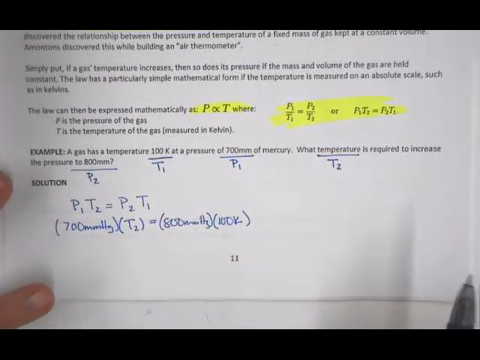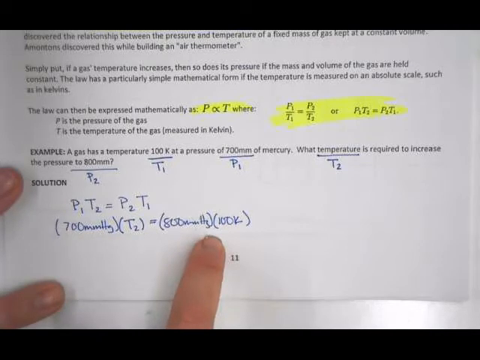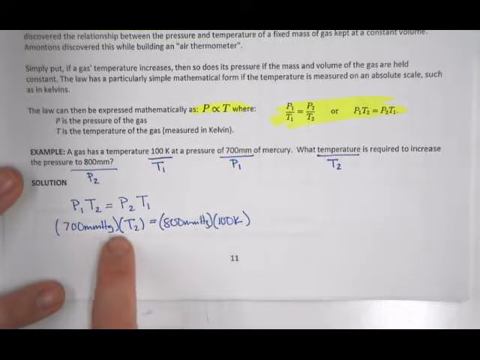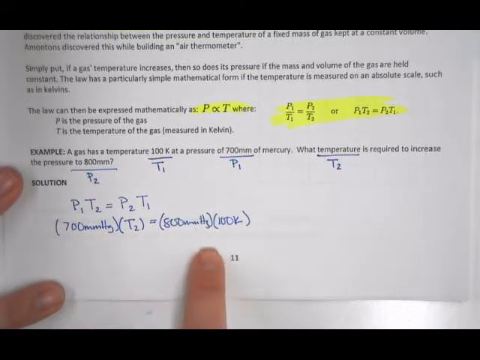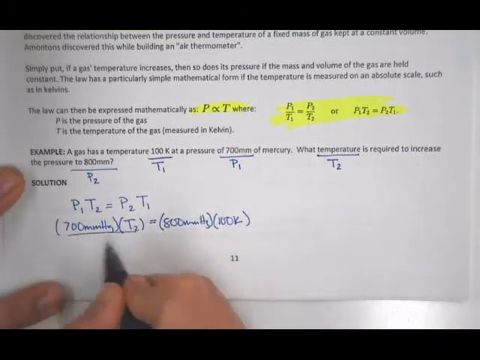Now, using algebra, I'm just solving for my variables, so I know 3 out of the 4 variables. Since I'm multiplying it by 700 on this side, I need to move it to the other side by dividing both sides by 700.